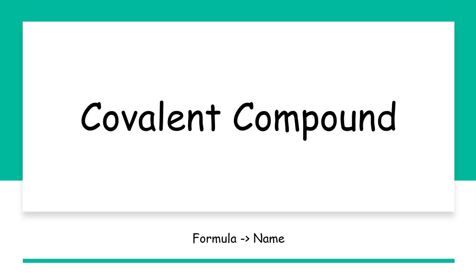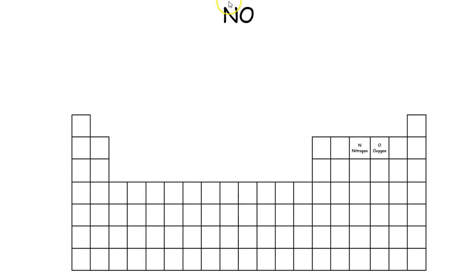In this video, we're going to look at how to write a name for a covalent compound when you're given a covalent formula. So let's look at the compound NO. First step is you want to identify the different elements or the different nonmetals in the formula. So this is represented by each uppercase letter. So we have an uppercase N.